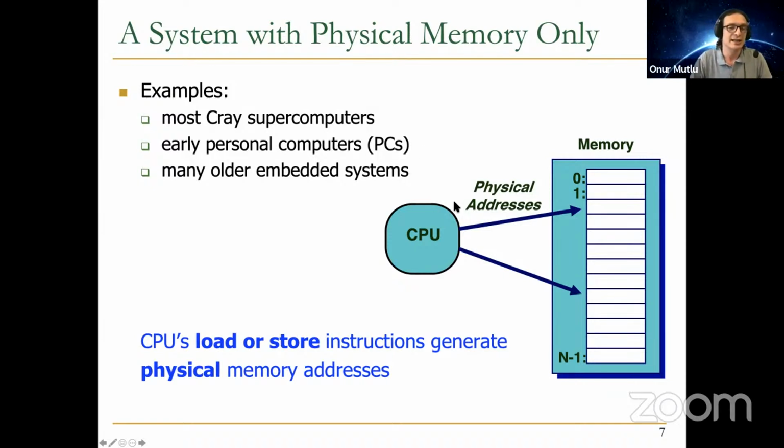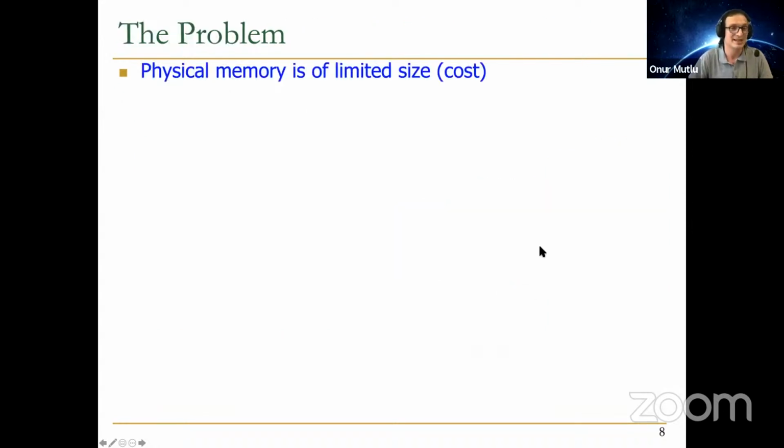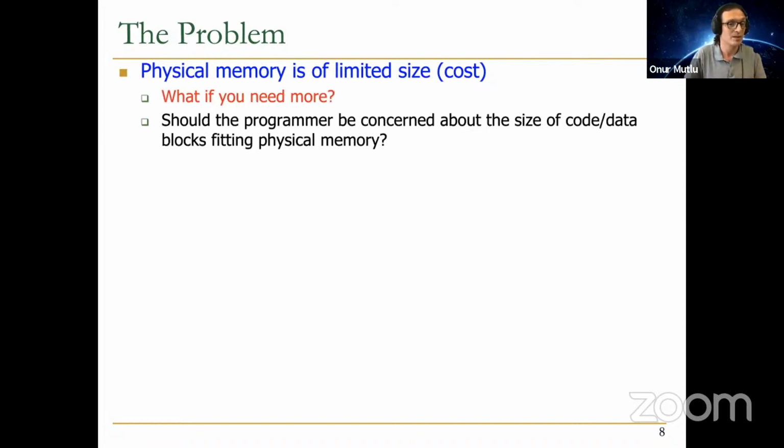So basically, why do we want it then? Basically, the problem is physical memory is of limited size because of cost reasons, as we discussed. What if you need more? Should the programmer be concerned about the size of their code and data blocks fitting physical memory? What if the code and data doesn't fit physical memory? What does the programmer do?